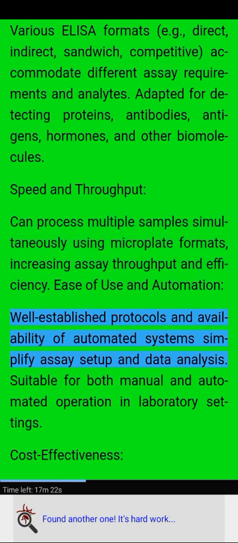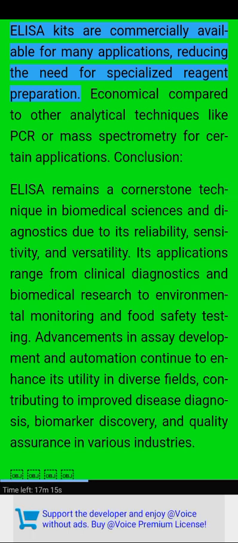Ease of use and automation. Well-established protocols and availability of automated systems simplify assay setup and data analysis. Suitable for both manual and automated operation in laboratory settings. Cost effectiveness. ELISA kits are commercially available for many applications, reducing the need for specialized reagent preparation. Economical compared to other analytical techniques like PCR or mass spectrometry for certain applications.